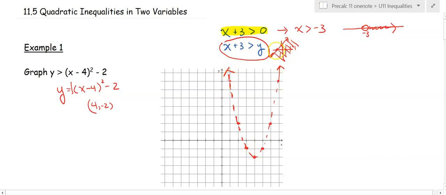This parabola, just like our line, separates our solutions from our non-solutions. So we have to figure out, is it inside the parabola that is a solution, or is it outside the parabola? For example, if I chose 0, 0 and plug this in, is 0 greater than -4 squared minus 2, which is 16 minus 2? No, that's not true. So outside here is not the solution, so inside is the solution. So any point inside that region is the solution to this inequality.